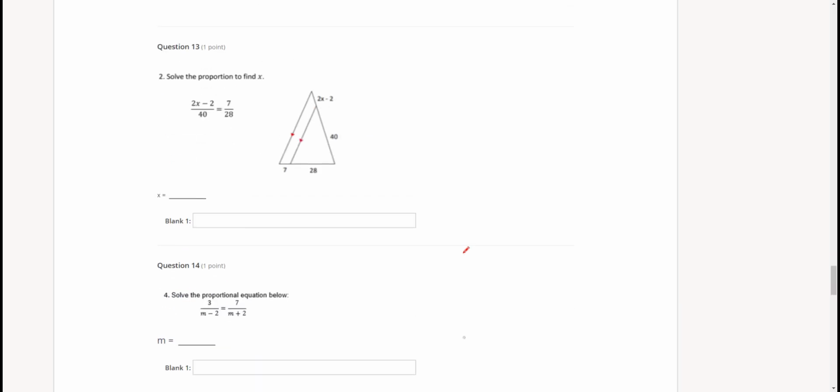13? 13. Okay. So solve the proportion. We've got the 7 goes with the 28 because they're on the same side. And then the 2x minus 2 and the 40 because they're on the same side. And the 40 and the 28 go together because they're in the same triangle. And the 7 and the 2x minus 2. So you're just going to cross multiply. 7 times 40. So is that 280?